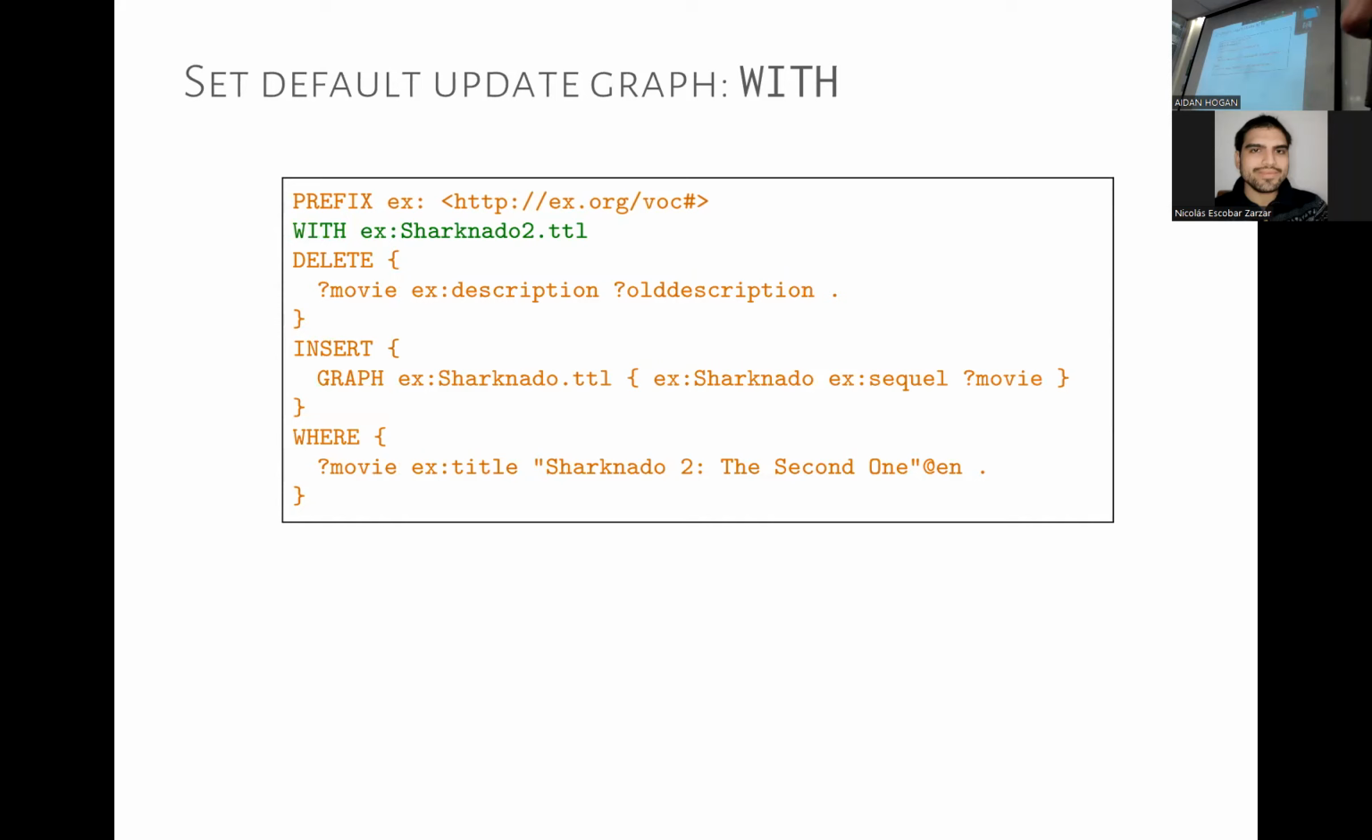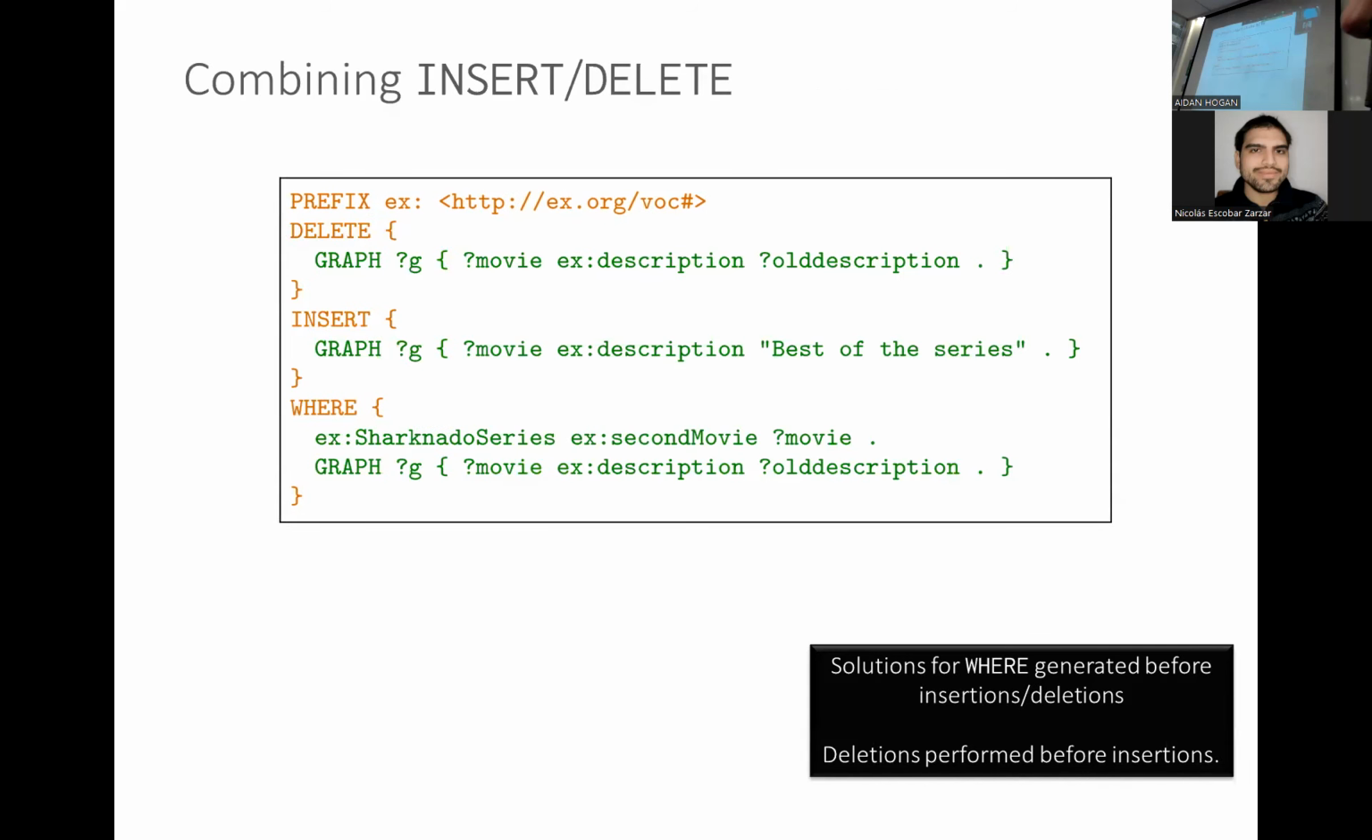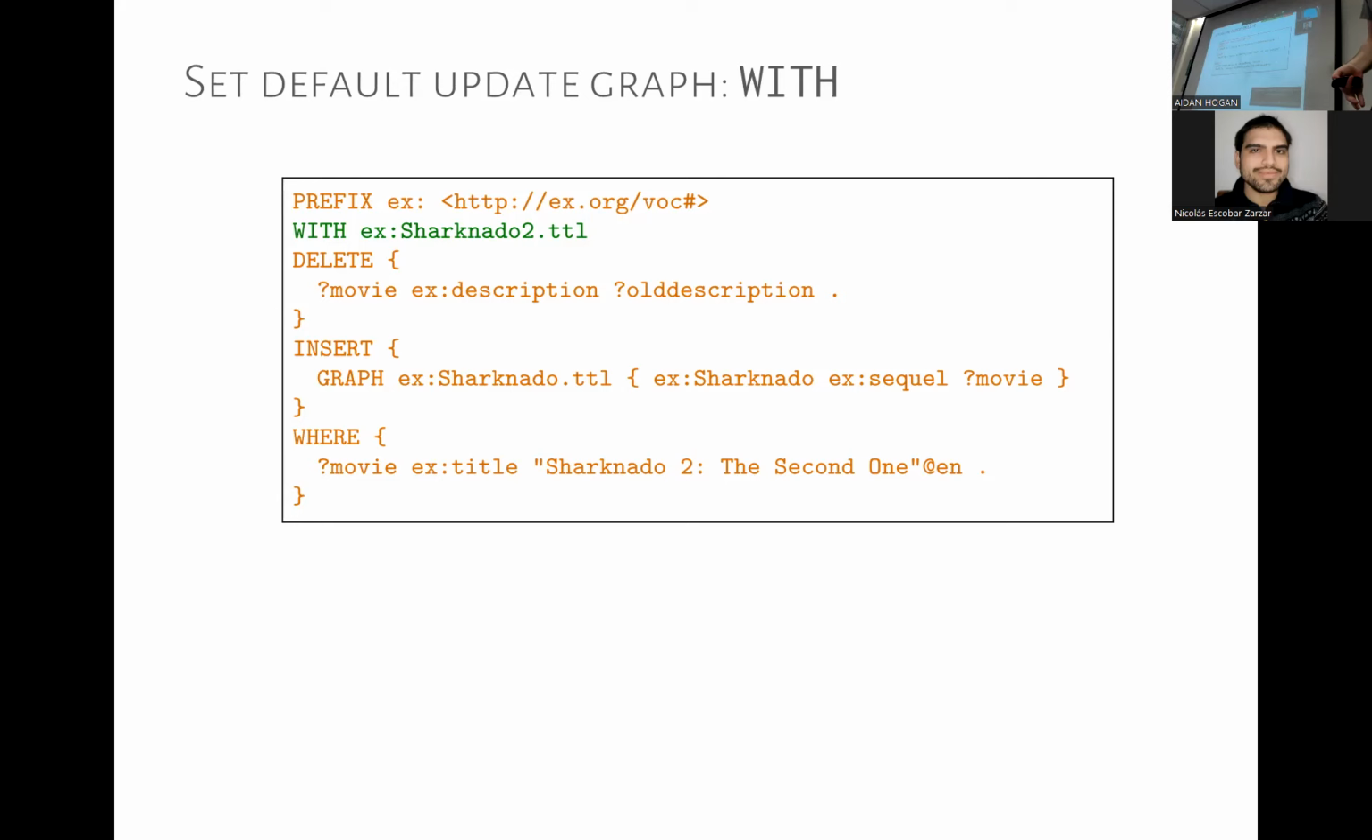So if we want to, we can also use this with keyword, where the graph thing gets a bit tedious because we're always working on the same graph. It's kind of annoying, especially if we know which graph we want to. In this case, it's not applicable because it's a variable. But if we're always working in the same graph and we know which named graph that is, we can just use WITH Sharknado2.ttl, and effectively that just pretends that it's the default graph from there on.